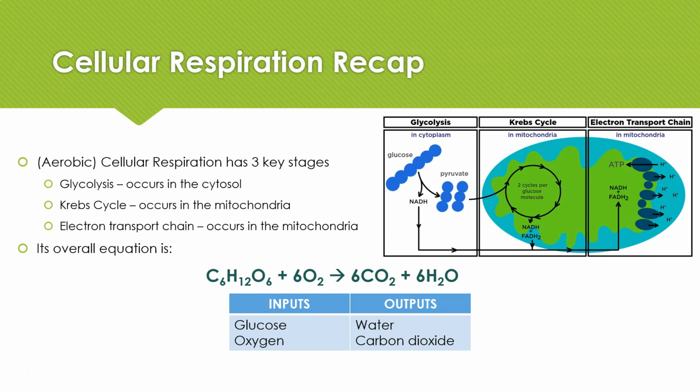So just a quick recap around cellular respiration. When we're talking about aerobic cellular respiration, there are three key stages: glycolysis, the Krebs cycle, and the electron transport chain. Glycolysis is in the cytosol, the Krebs cycle and the electron transport chain both occur in the mitochondria. Overall, you can see our reaction is glucose plus oxygen gives you carbon dioxide and water. So our inputs are glucose and oxygen, and water and carbon dioxide are our outputs. And so you can also see our diagram there just showing where those different stages occur.